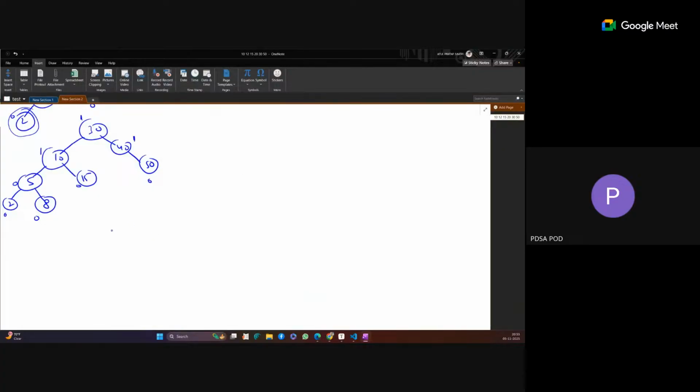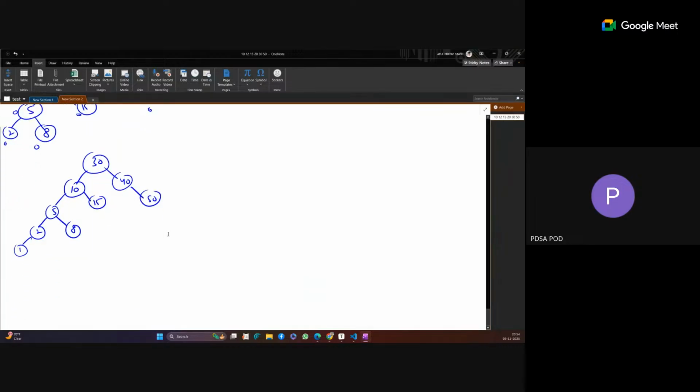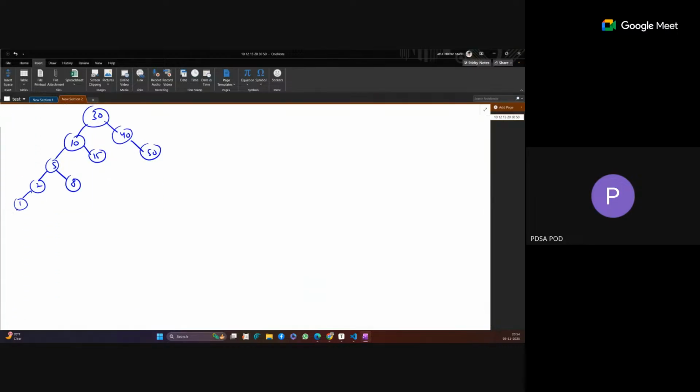Okay. So see 30, now 40 and 50. So 10, 15, 5, 8, 2. Okay. Now 1 is smaller than 30, smaller than 10, smaller than 5, smaller than 2. So 1 will insert here. So see here, so balance factor for this is 0, this is 0, this is 0, this is 0.